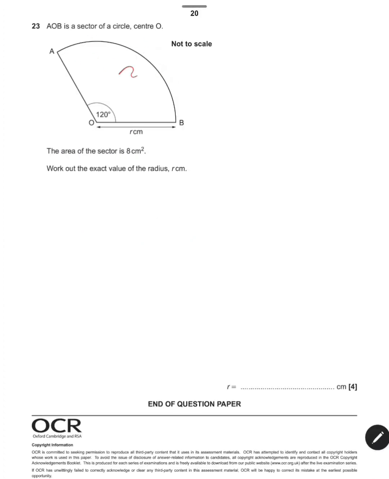So question 23, we've got quite a nasty question to finish with. We've got a sector, which is just part of a circle. And we know that the area of this sector is 8 centimetres squared. So somebody's worked out the area. What we're looking to do is work backwards to find the radius. Well, the area of a sector is like the area of a circle. So we're going to write pi times the radius squared. That's how you work out the area of a circle.